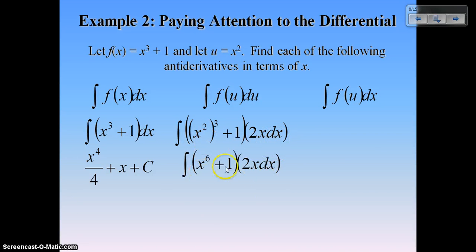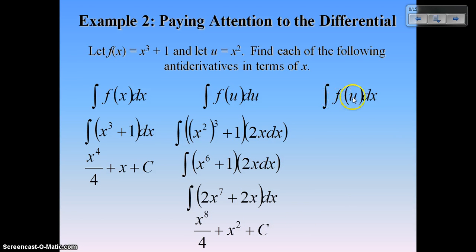We simplify. That's x to the 6 plus 1. We can distribute our 2x: 2x to the 7th plus 2x. Now we anti-differentiate. That would be 2x to the 8th over 8, which would simplify to x squared, and then plus c.